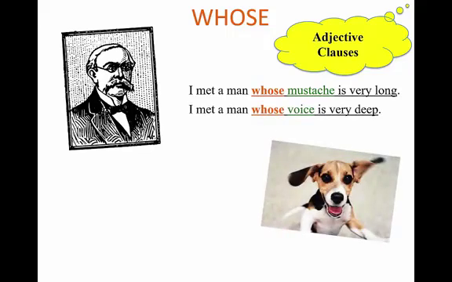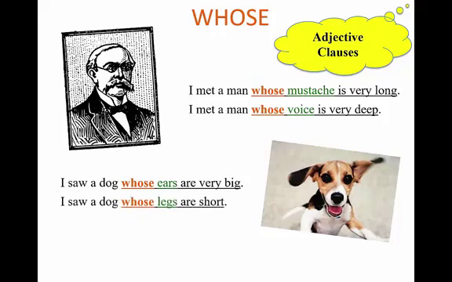What about this photo? I want to say I saw a dog with certain features. I saw a dog whose ears are very big. I saw a dog whose legs are short. Do you see a pattern? After whose, add the noun. In these examples, we see whose mustache, whose voice, whose ears, and whose legs, followed by the main verb in the adjective clause. Great.